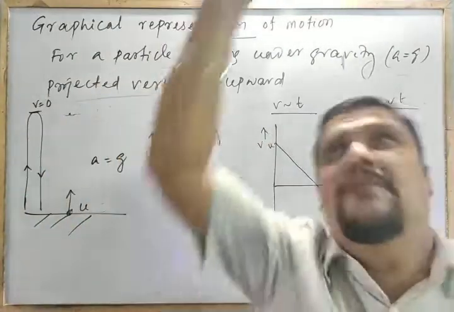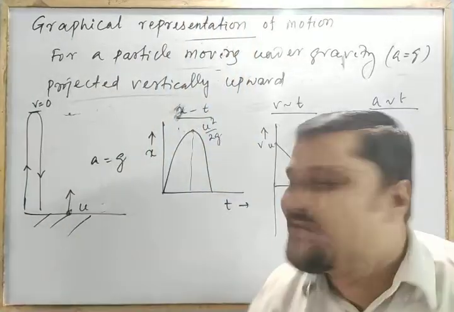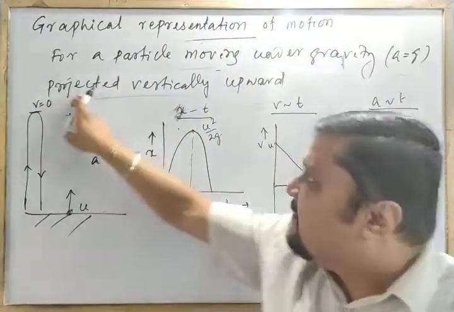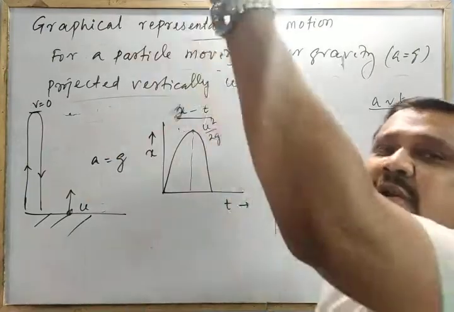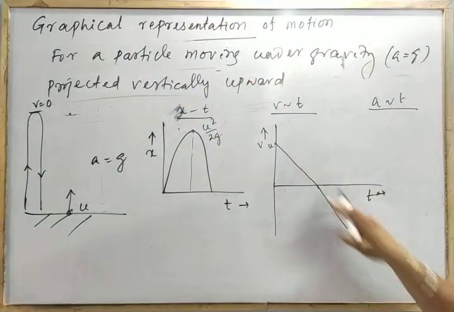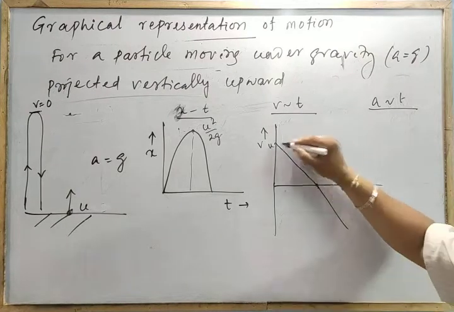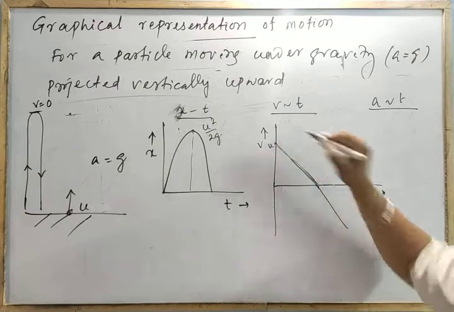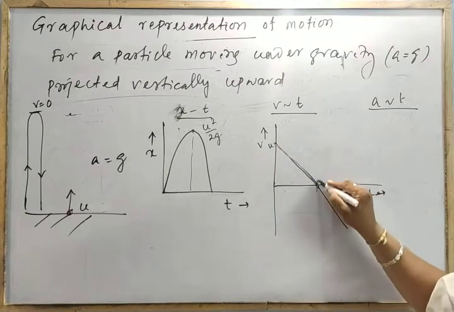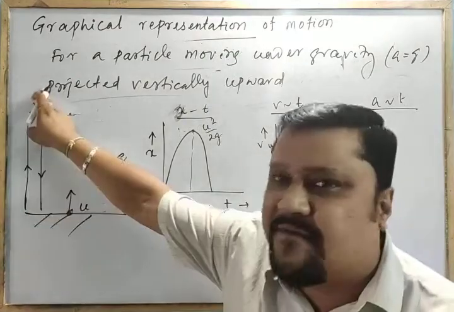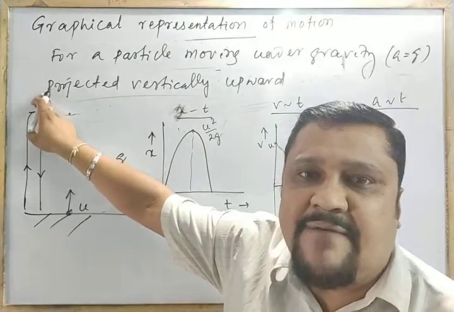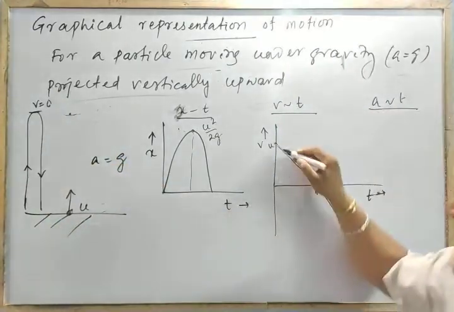If the body is thrown up, it will not just go up. It will come back, so we will consider the back portion also. Projected vertically upward means if it goes vertically upward, then it will come down. This is the time of flight: time of ascent and time of descent. So this is the time of ascent.